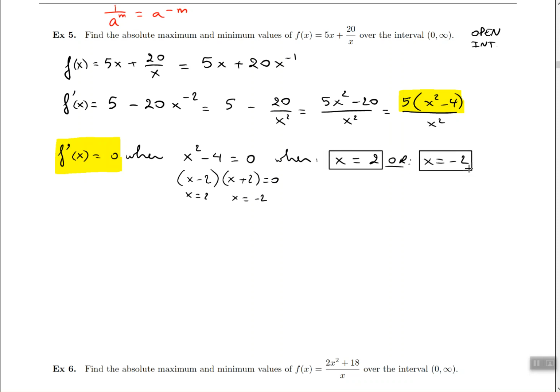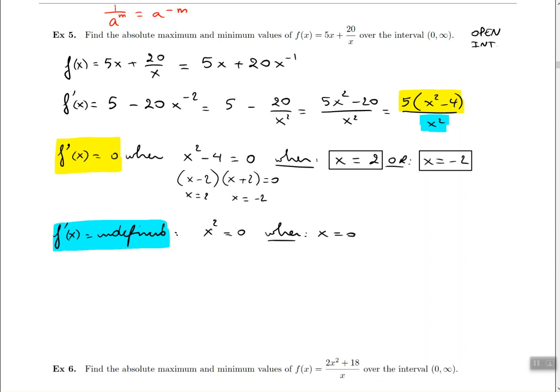Now we need to know what makes the derivative undefined. So when is f prime of x undefined? It will be undefined when the denominator is itself equal to 0. So the denominator x squared has to be 0 for the derivative to be undefined. Okay, so that's the step right there. So this happens when x squared is equal to 0, i.e. it happens when x itself is equal to 0. So we have basically so far 3 critical numbers.